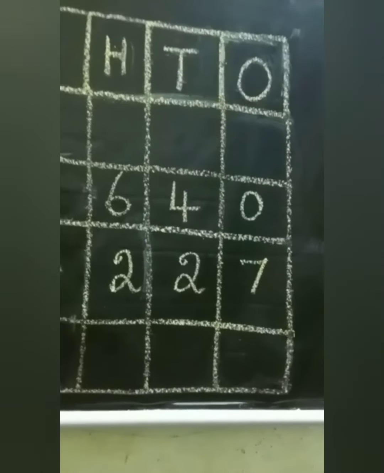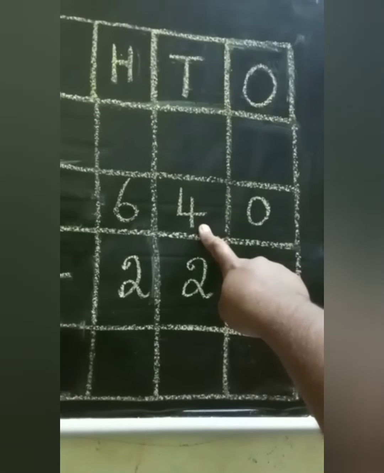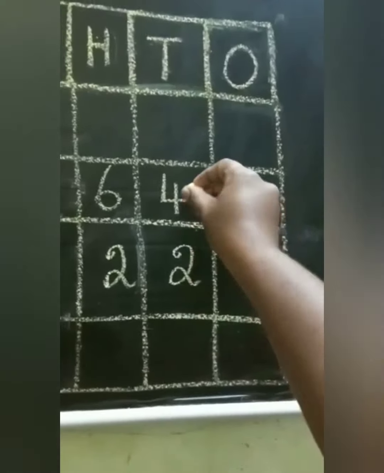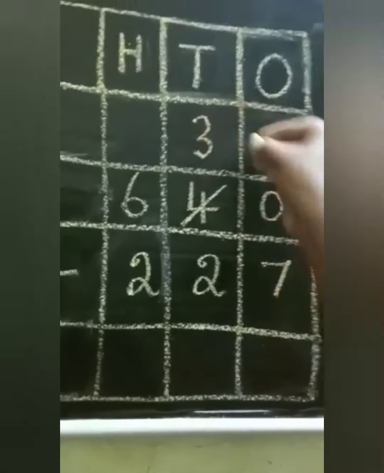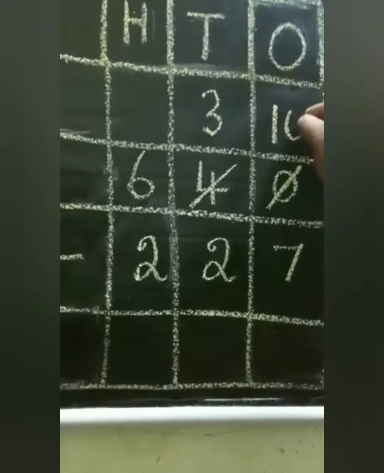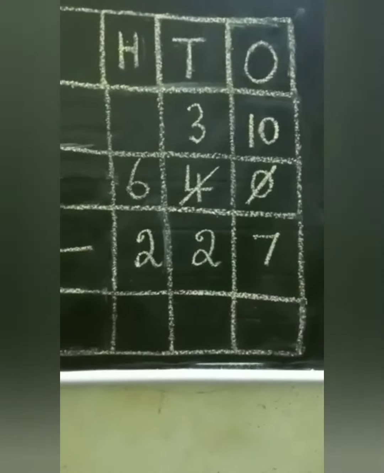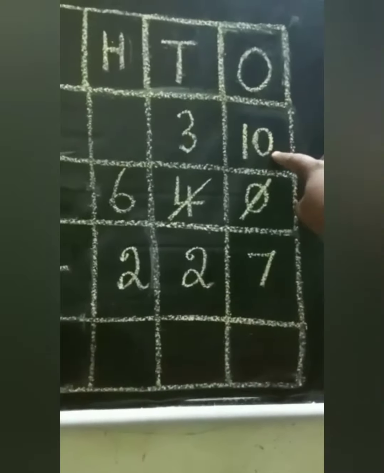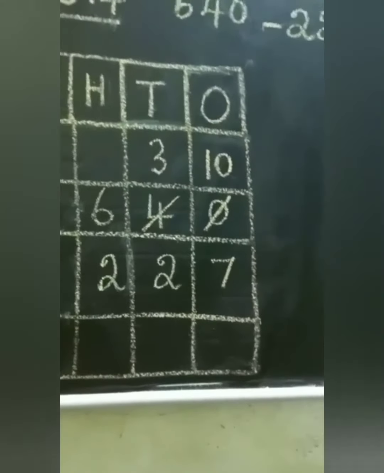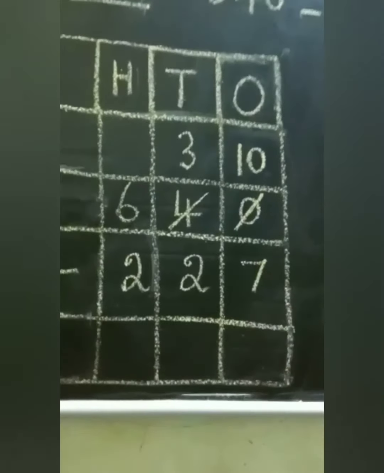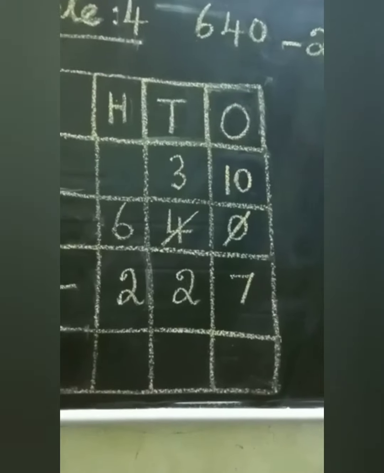From where? From 10's place. We have 4 at 10's place. If you take 1 from 4, 4 will convert as 3 and the 0 will convert as 10. Now let's subtract. We have 10 and 7 at 1's place. Which is the greatest number? 10. Yes, greatest number at top, smallest number at down.